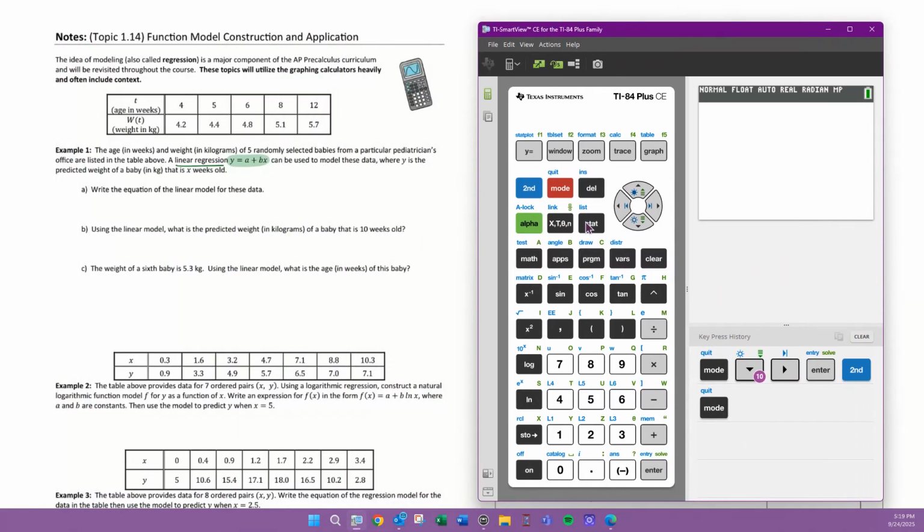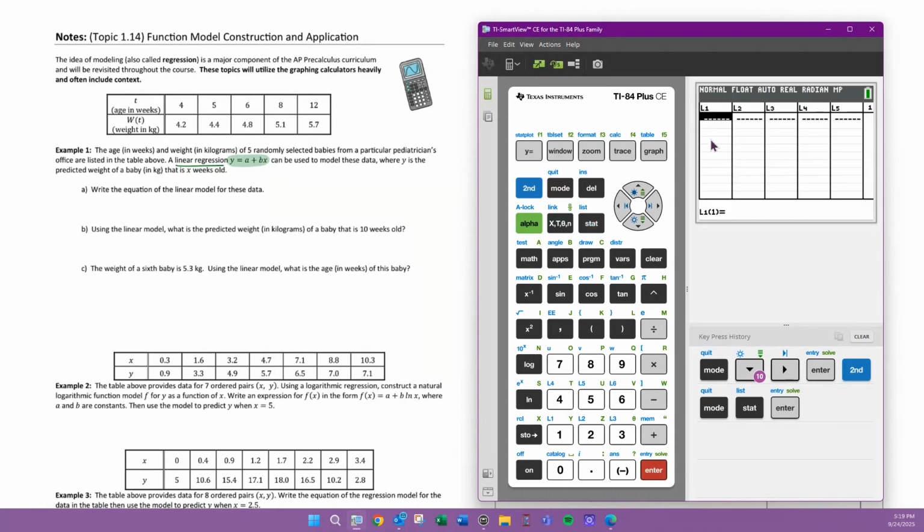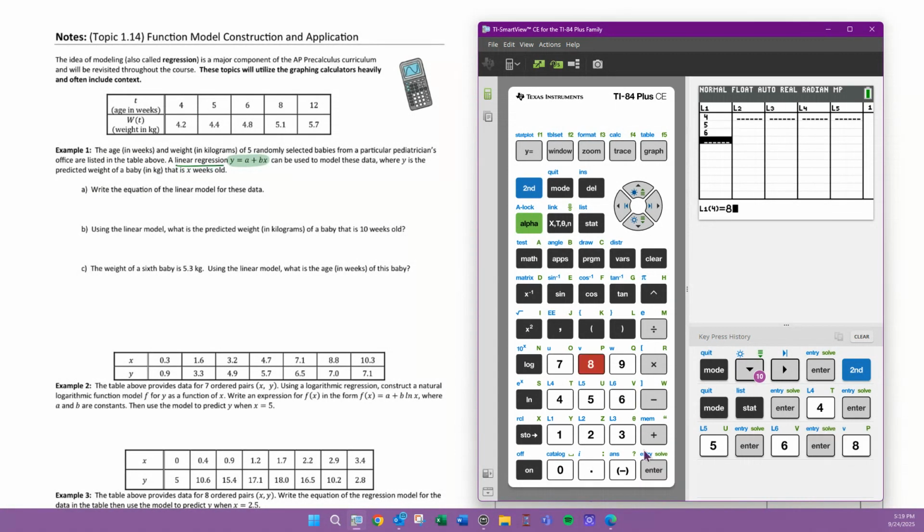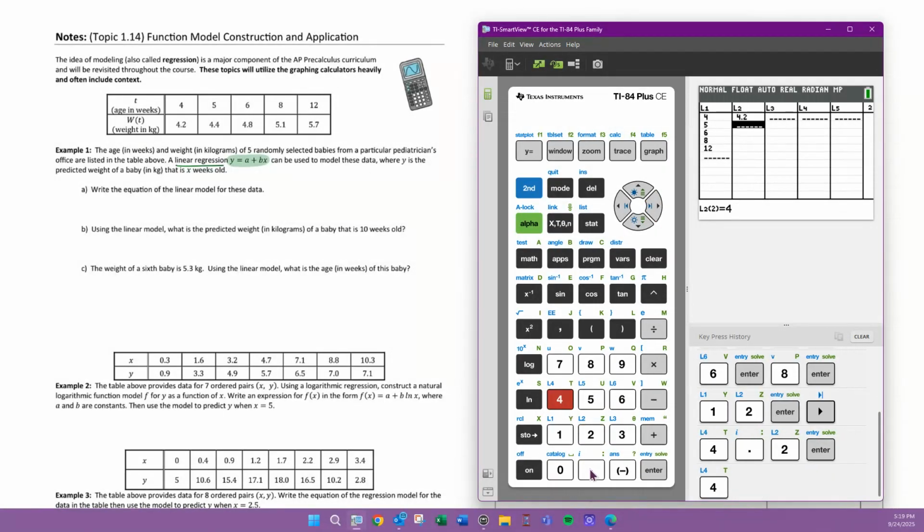What I'm going to do is I'm going to go to stat and use the option 1 for enter to be able to edit a table. I'm going to put this entire table in where L1 is my input values, 1, 5, 6, 8, and 12. And L2 is my output values, 4.2, 4.4, 4.8, 5.1, and 5.7. Double check for typos, we look good.